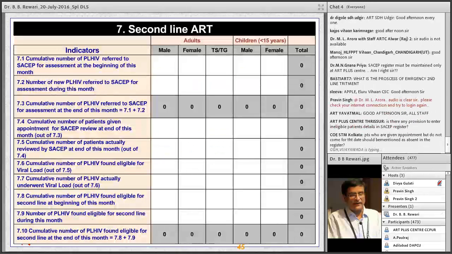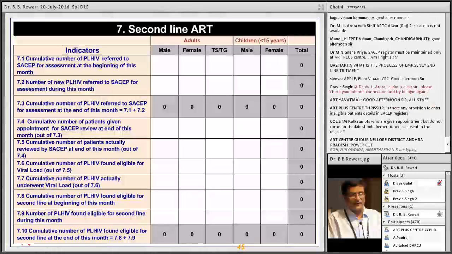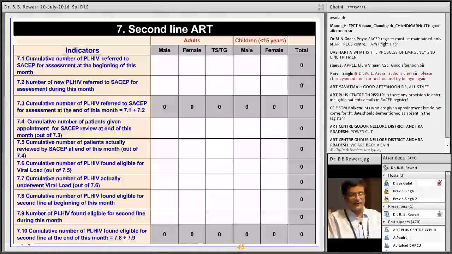If you look at this, this is the cumulative number of PLHIV referred to SACEP for assessment at the beginning of this month, the number of new patients referred during this month, and the total. This is again a cascade: how many of the referred were given an appointment, out of those how many actually reviewed, and out of those reviewed how many were eligible for viral load.